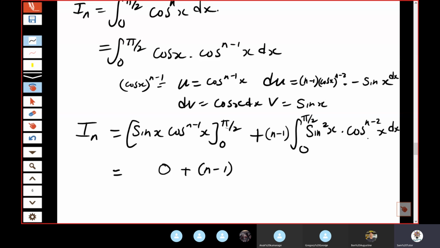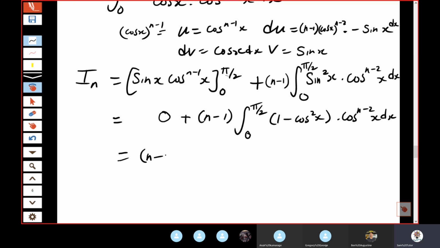That looks like a really hard integral, right? So there's no way you're going to integrate that. Think about sine squared. Where have you seen sine squared before? What is sine squared x equal to? Back to your year 11 trig. Come on, sine squared x. 1 minus cos squared x, right? So you change that to 1 minus cos squared x times cos n minus 2 x dx.